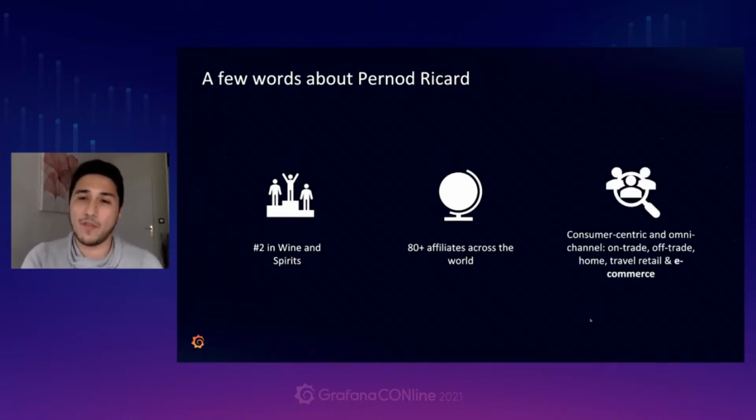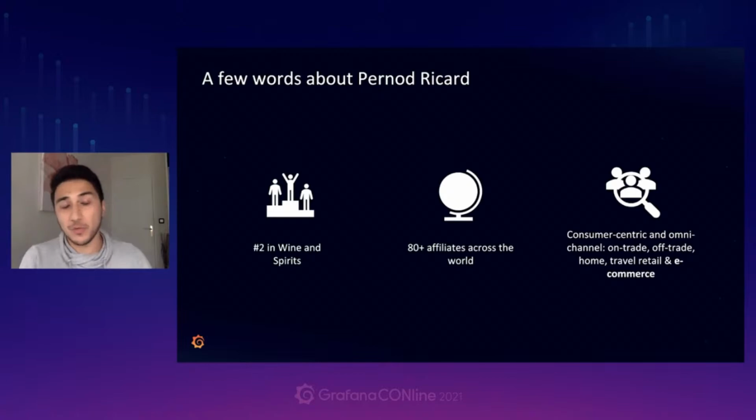And we have 5 consumer-centric channels. We have on-trade, which is bars, restaurants, hotels, clubs. Off-trade, which is just a normal distribution channel, such as Carrefour or Walmart. We have hometainment as well, because we do sell services. We have travel retail, so it's basically when you go to an airport and you have duty-free, you can buy our products there. And finally, we have e-commerce, and that's the main topic that we would like to focus on today.